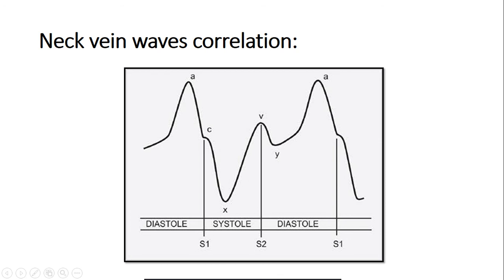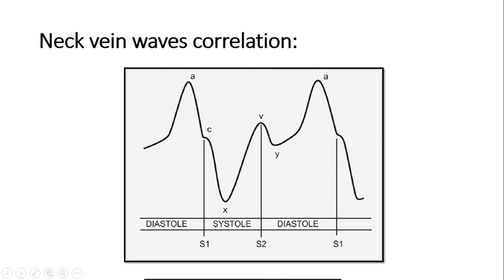So you will have the A wave, which is a late diastolic wave. The C wave is just in between the diastole and systole, because here is the tricuspid valve closure. Alright? Here is the S1, because of the tricuspid valve closure, and on the left side, the mitral valve closure. Okay?